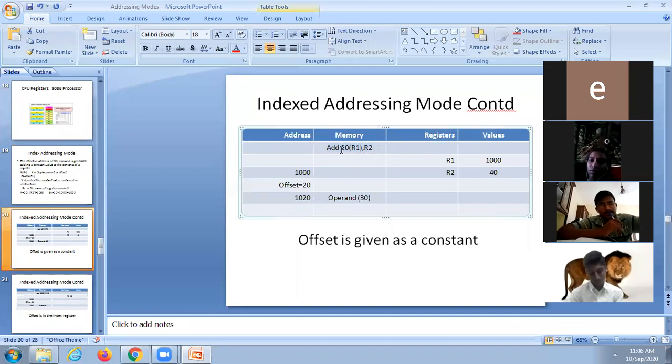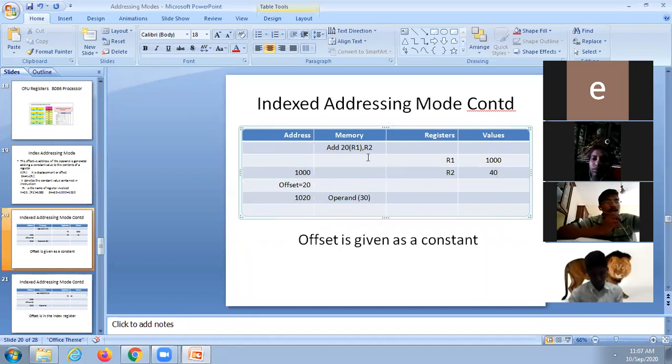This instruction is add. The source value is represented by the index addressing mode, whose address is 1020, where the 30 value is stored. This value is to be added to the value in R2. The value in R2 will be 40. The value in 1020 will be 30. So what will be the result now?